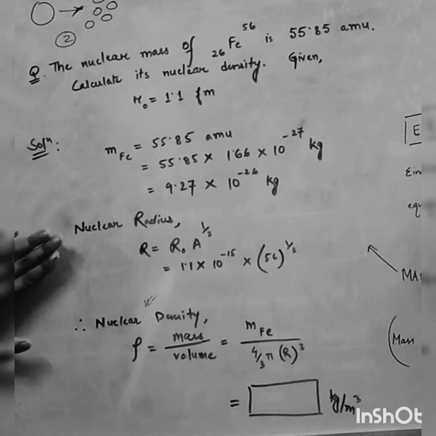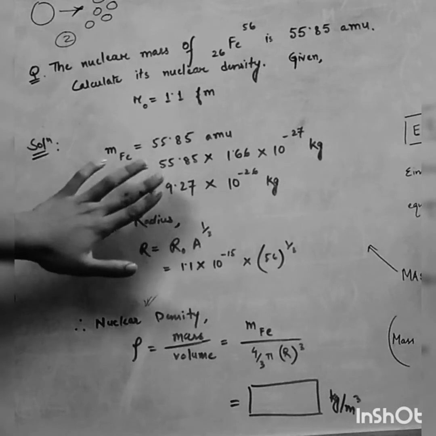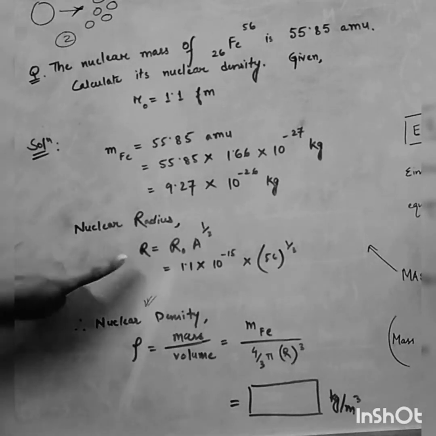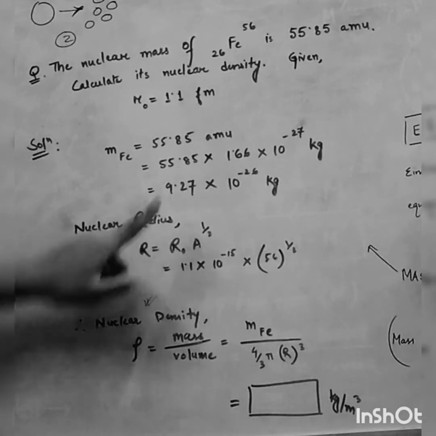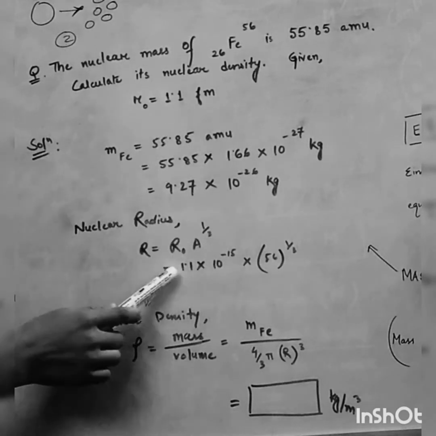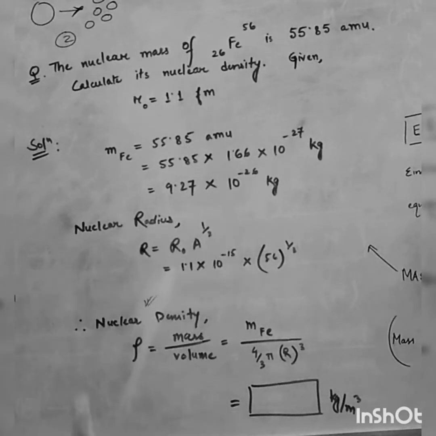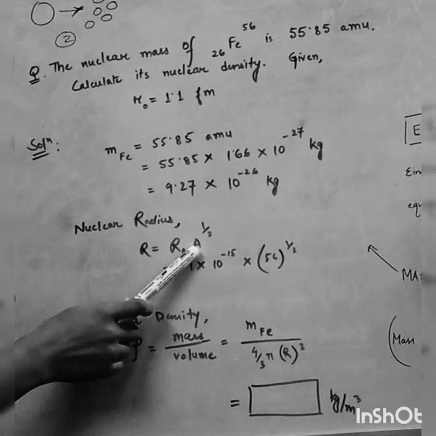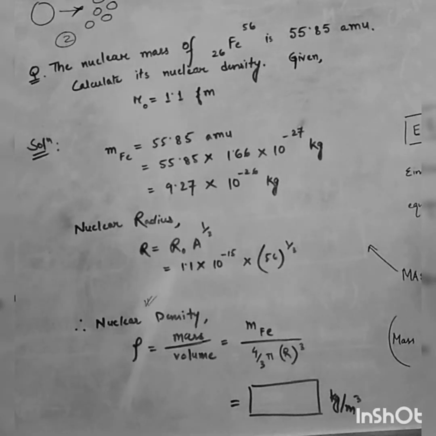Then find out the nuclear radius, because you are given R naught and the atomic mass. You know the atomic mass, so you can calculate the radius, which is R is equal to R naught A to the power 1 by 3. The R naught value is 1.1 femtometer. To take it into meters, you multiply by 10 to the power minus 15, and the atomic mass is 56, right? So 56 to the power 1 by 3.